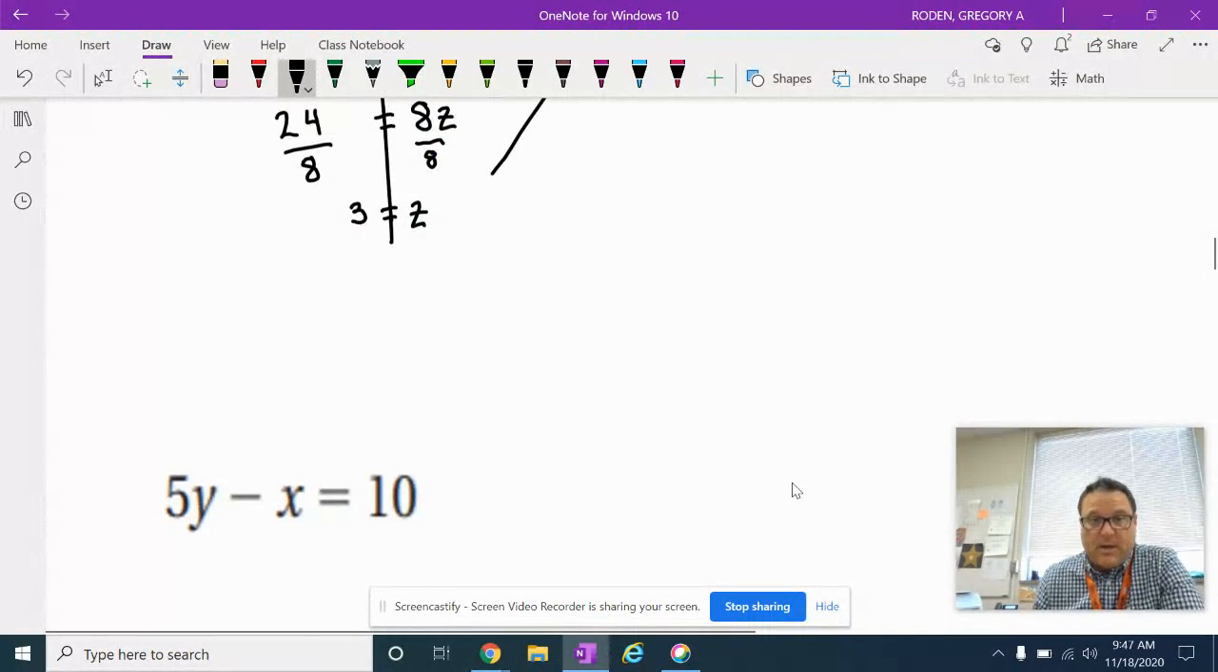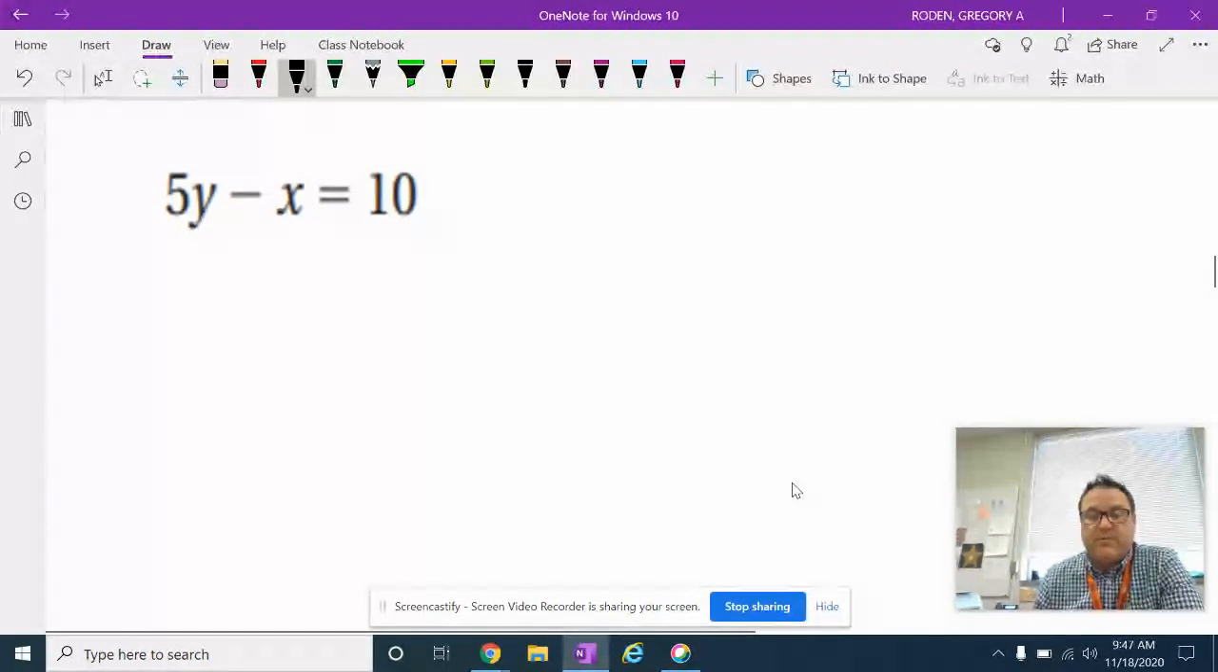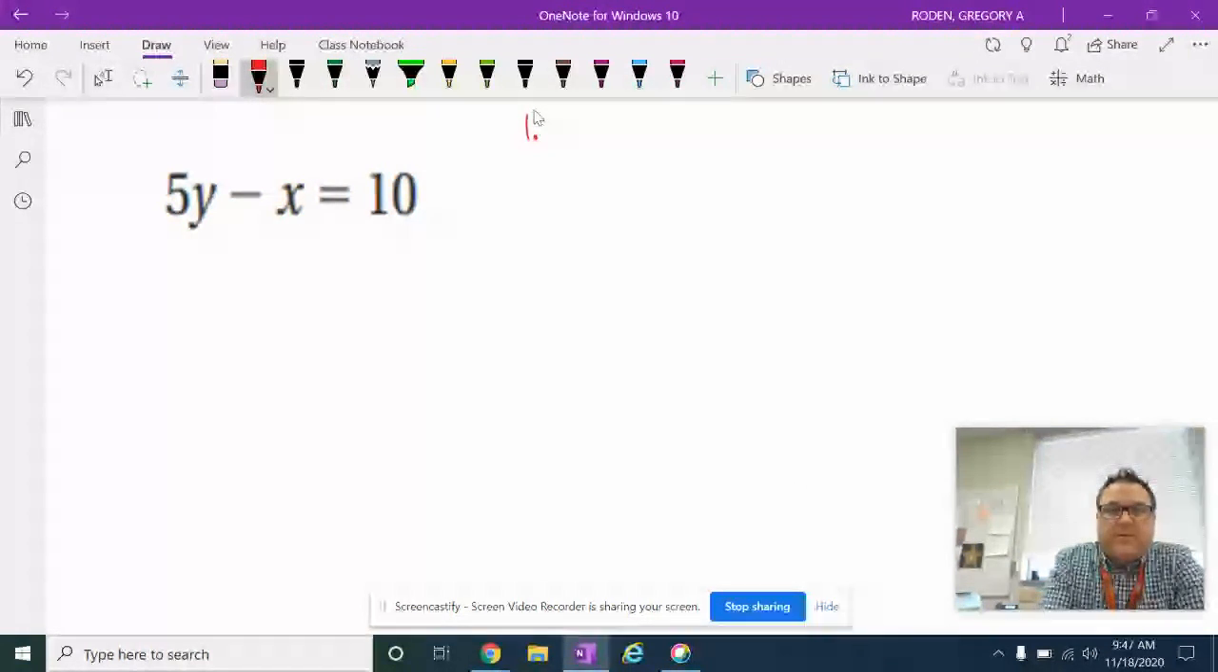Cool. All right, now the next one we're going to do is we're going to solve this equation for y. So this now is into the 1.4 lesson of the quiz. So this is the 1.4 lesson, and this is solving formulas.